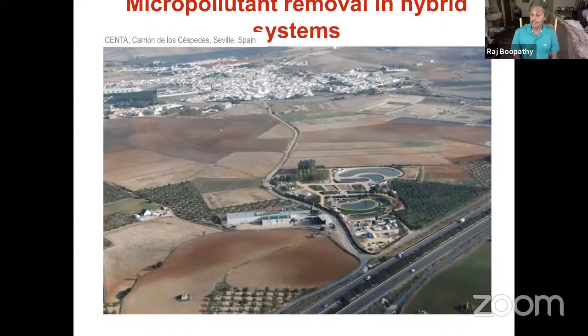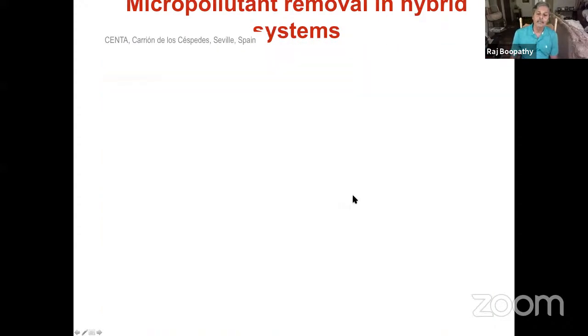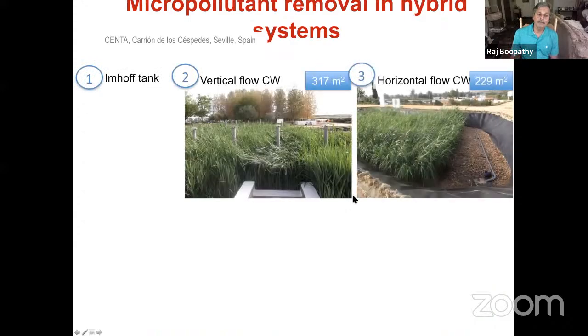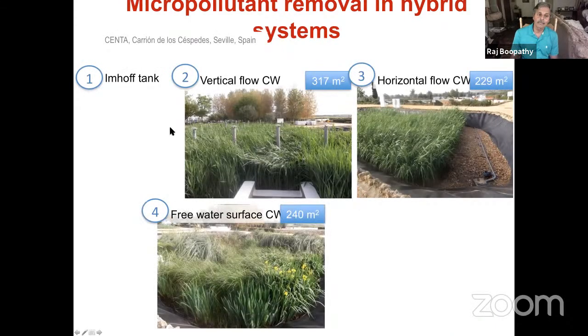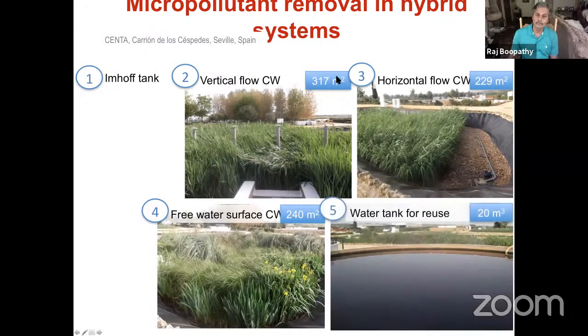micropollutant removing wetland system. I talked about antibiotics and personal care products. So here is an engineering system they built in Spain, and this is the actual site. You can see this wetland right there in the town. And this is how the design looked. They have the MHOP tank, vertical flow constructed wetland, horizontal flow, and free water surface wetland. And these are the design of how much wetland in that area and the picture I showed you.